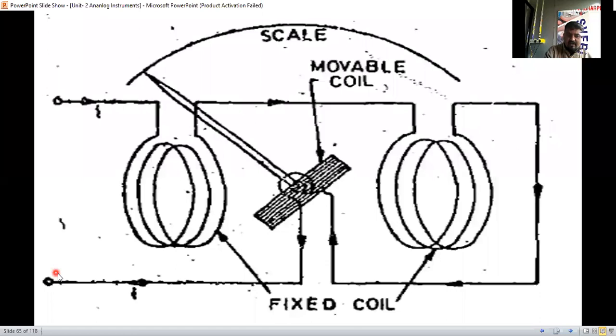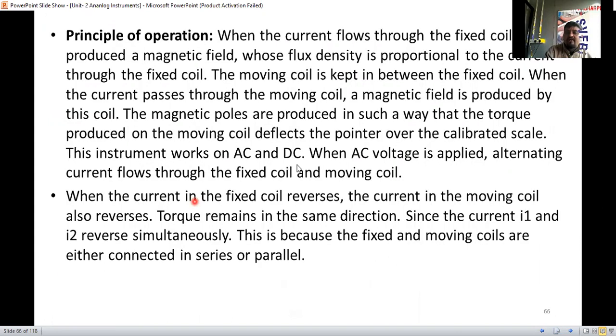For the negative half cycle, the current reverses here now. The current direction in both the fixed coil and the moving coil will change. The current direction in the moving coil is not different compared to the fixed coil. In both the coils, the current flowing through the conductor is in the same direction. When the current in the fixed coil reverses, the current in the moving coil also reverses. So when both the coil currents reverse, the torque remains in the same direction.